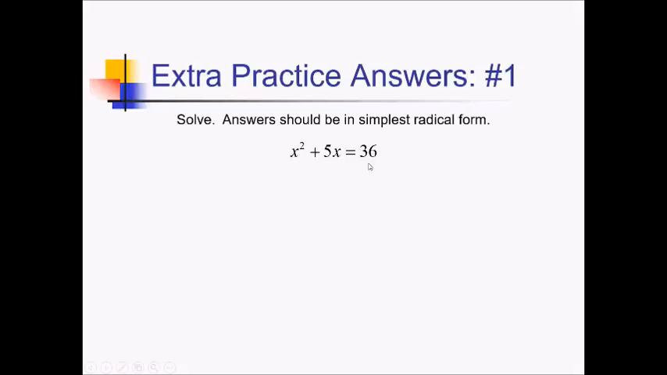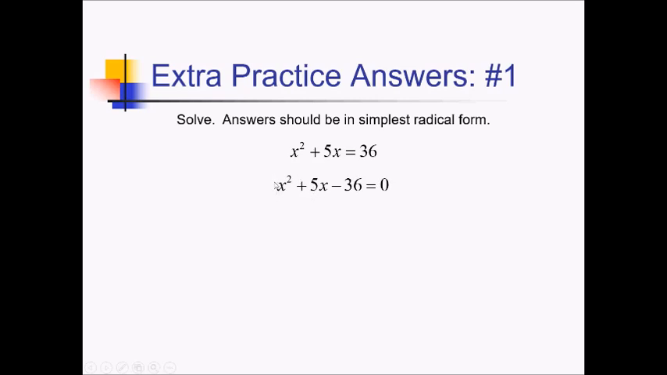Equations. To solve this quadratic equation, I notice we have a linear term, so I can't solve it by square rooting. I've got to use factoring or quadratic formula. Either way, let me move everything over to one side. I'll just subtract the 36 to do that. And it looks like this one should be factorable.